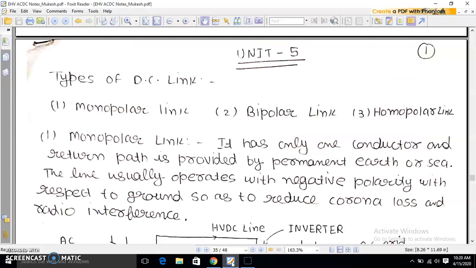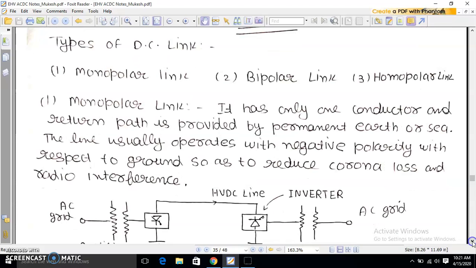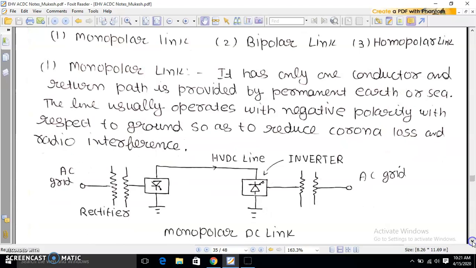Dear learners, in this lecture we will discuss DC links, starting with various types of DC links. The first one is the monopolar link, the second one is the bipolar link, and the third one is the homopolar link. Starting with the monopolar link, it has only one conductor and the return path is provided by permanent earth or sea. The link usually operates with negative polarity with respect to ground so as to reduce corona loss and radio interference.